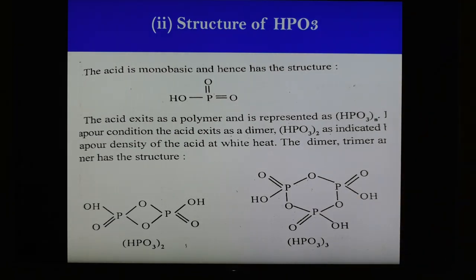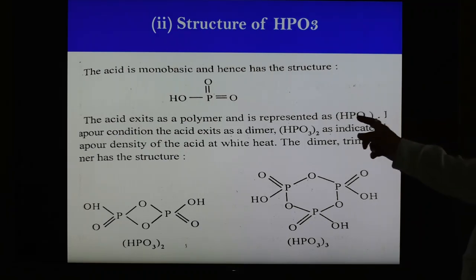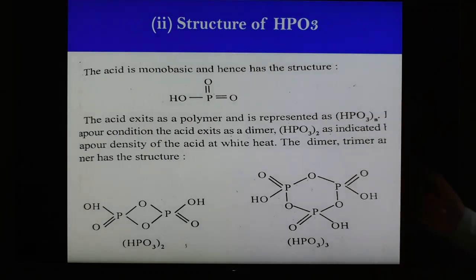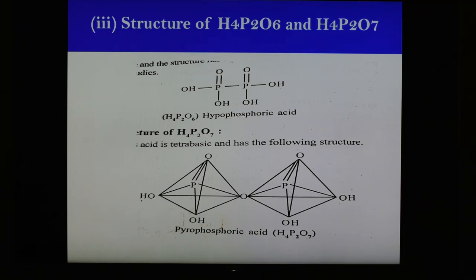So this is the monobasic acid having one replaceable hydrogen atom. In this way, if you take HPO3 n times, it forms a long chain polymer. So this is the structure for HPO3. Another structure is there, the structure of H4P2O6, known as hypophosphoric acid, and next is the pyrophosphoric acid.